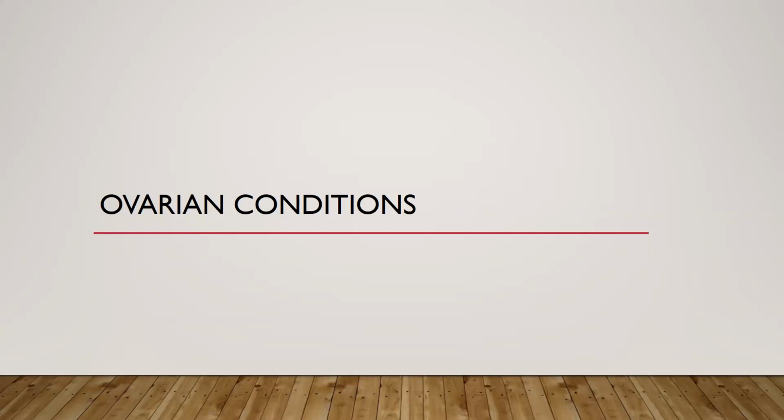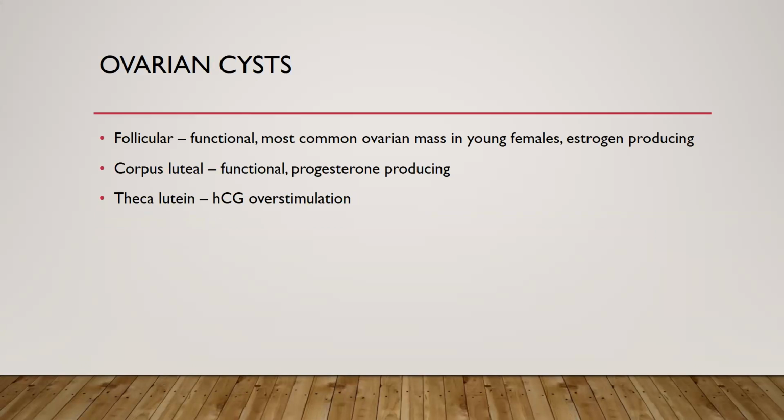Okay. Other ovarian stuff. Those were some ovarian things. Now we're getting into the cysts and the tumors of it all. So ovarian cysts, we have 3 different types of cysts I'd want you to know: follicular, corpus luteal, and theca lutein. This depends on where they're located.